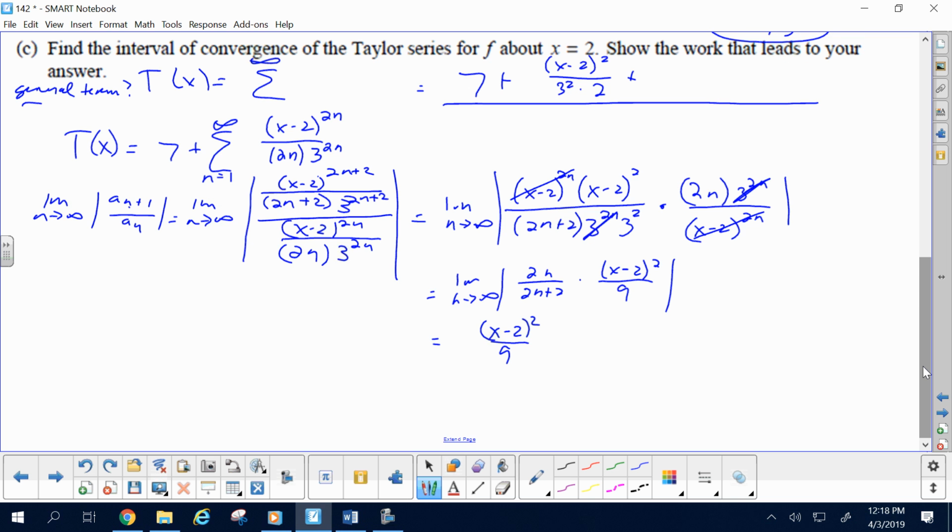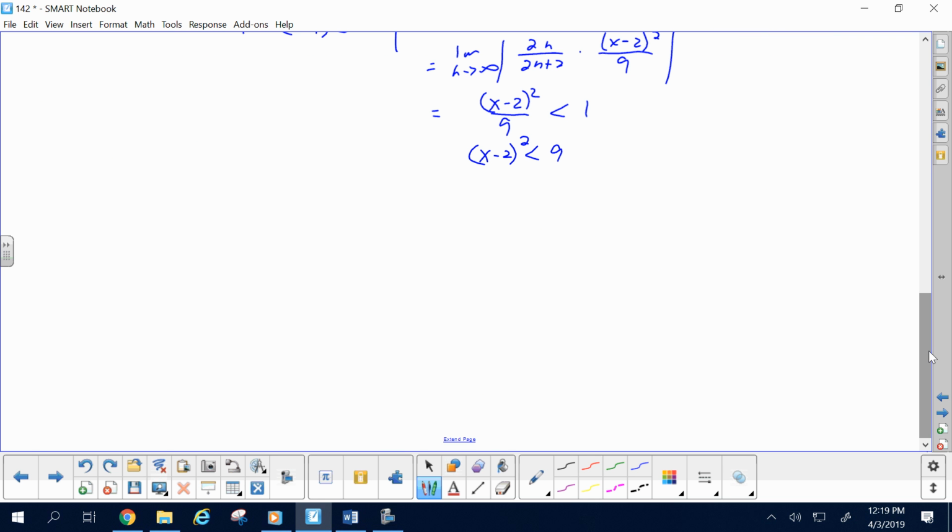The ratio test says this converges if the limit is less than 1. That means x minus 2 squared needs to be less than 9. Or should I square root that? What does that mean x minus 2 is between? 1 and 5. Oh, you're a step ahead of me.